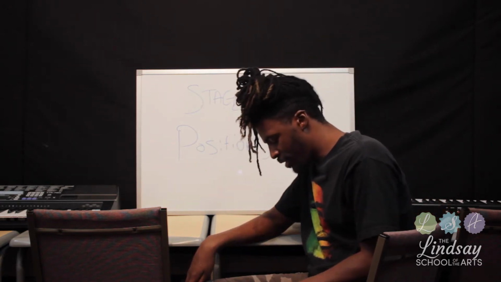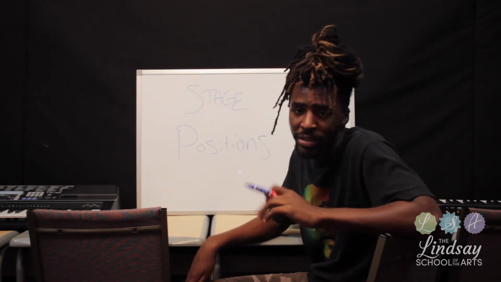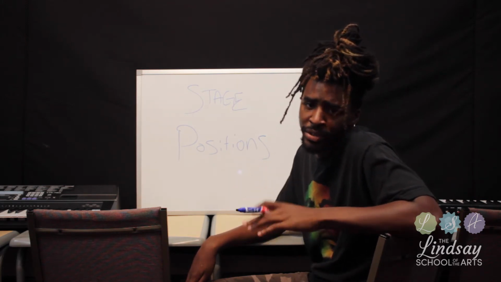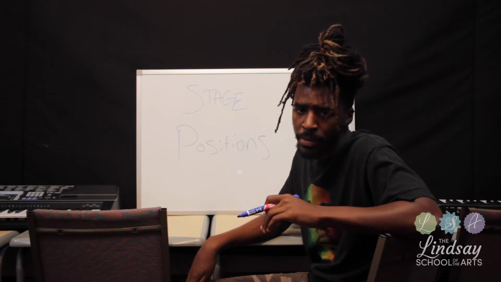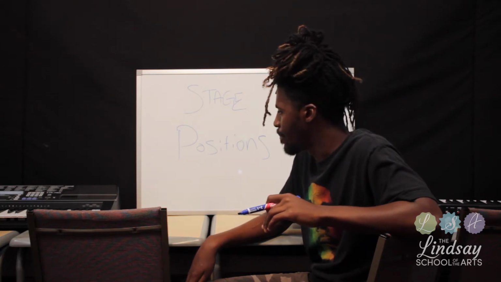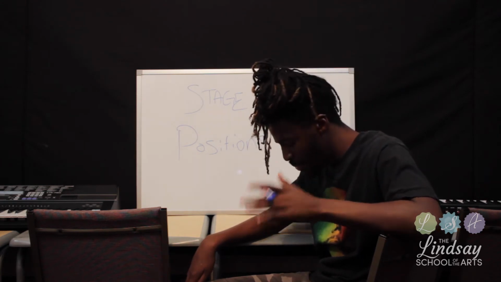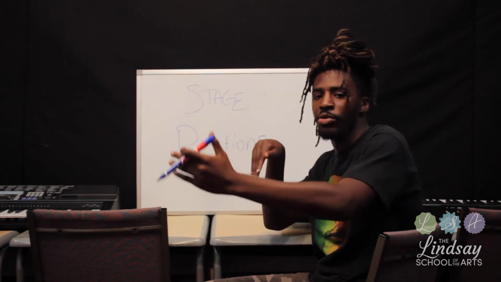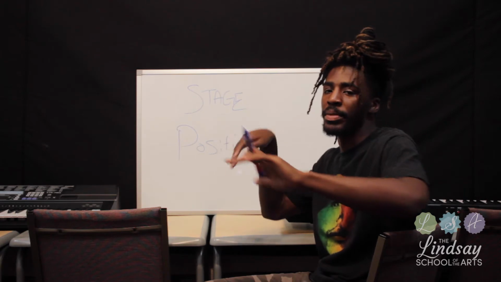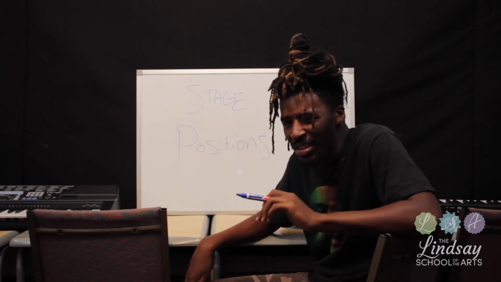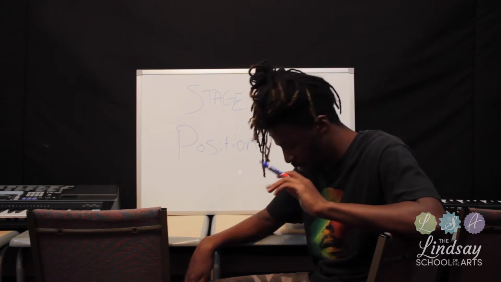Well, if you know anything about a stage, or if you've ever been on stage, or if you've ever worked in theater, which you're students, so you probably haven't. But basically, stage positions are there in order to make sure everything flows smoothly. Because when you're on stage, a lot of things are kind of backwards. Does that make sense? It will make sense in a few seconds.